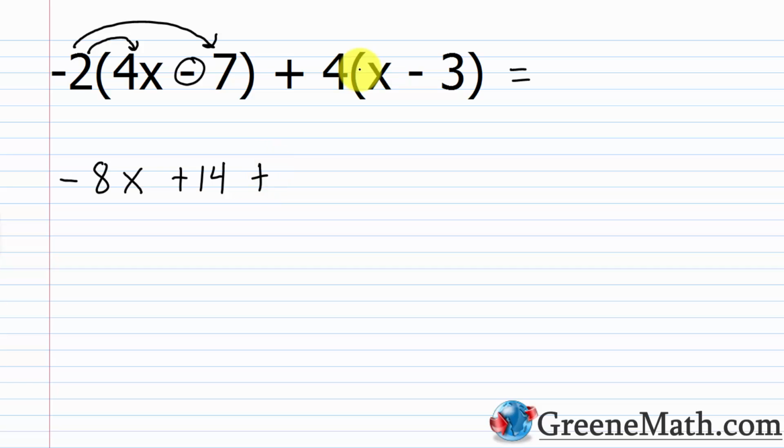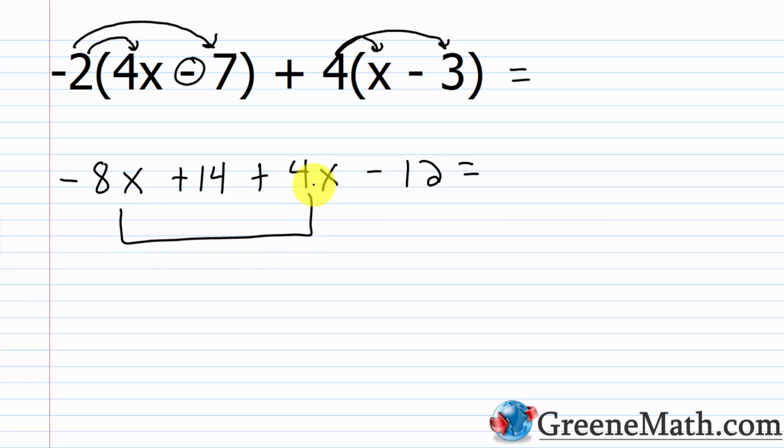Now plus, I'm going to do the same thing over here. We have 4 times x, that's 4x. And then minus 4 times 3, that's 12. And so now we're going to look for like terms. So I have negative 8x and 4x. Those are like terms, right? The variable is x, right? There's no power. You can think of the power as being 1, right? So in each case, you have the same thing. And then you have 14 and negative 12. Those are just numbers or constants.